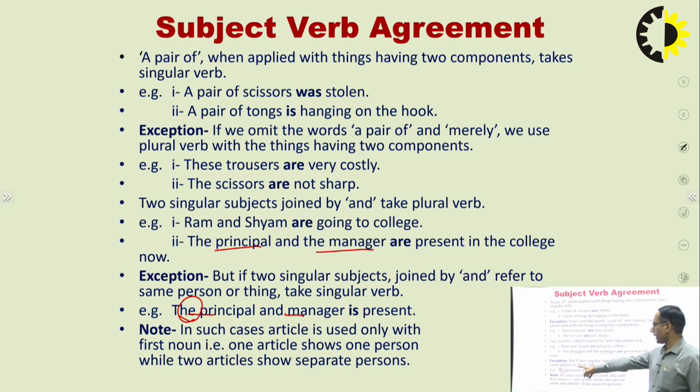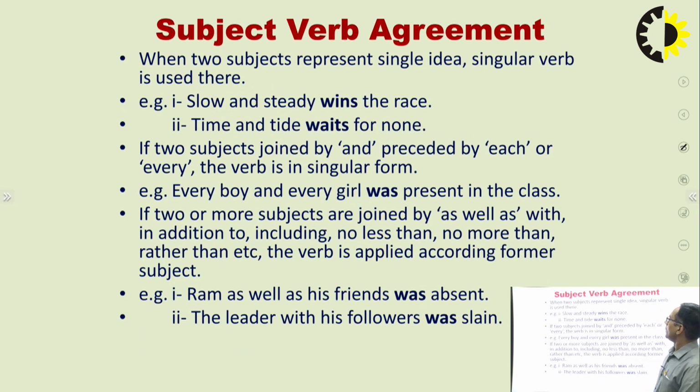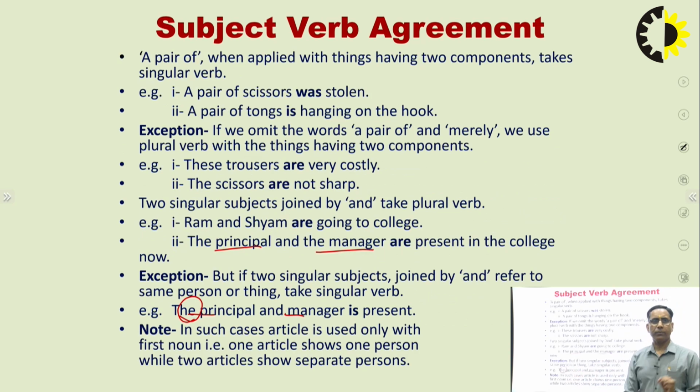So just remember, whenever we are using the article or sometimes the possessive case or possessive adjective, you have to count. If they are used separately, separate persons are there. If used only once, only one person is there. In cases where the article is used only with the first noun, one article shows one person, while two articles show two persons, right? Here I can give one more example. In the last slide we gave the example of an article, but here I am giving an example of a possessive adjective. If I say "My uncle and guardian is coming to college," it is because the same person is there. He is my uncle and he is my guardian.